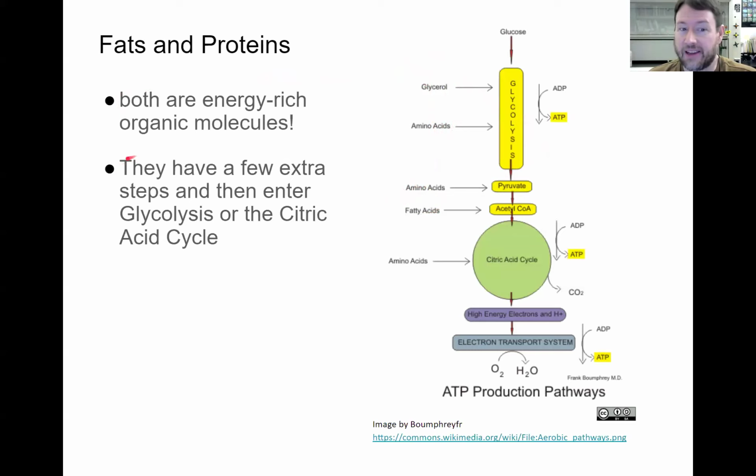So these molecules, they've got a few extra steps to get them ready. Glycerol can actually feed into some of the stages of glycolysis. Certain amino acids can be converted to pyruvate. Fatty acids can be converted into the intermediate right before the citric acid cycle. Others can feed directly into the citric acid cycle. I should say other amino acids or parts of amino acids.